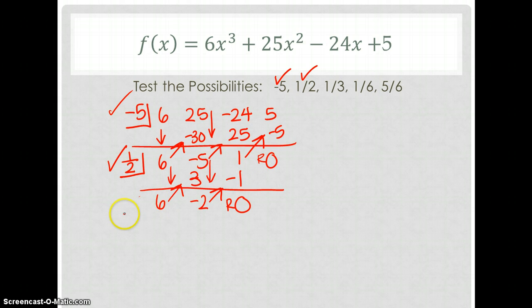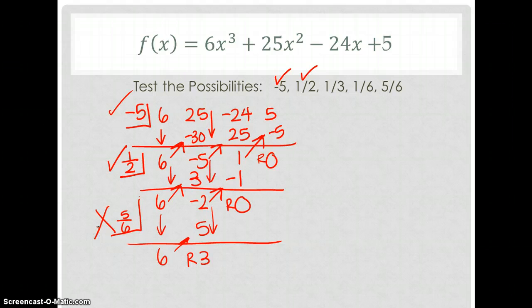Now let's say I tested 5/6. Oops, I guess I should put that a little higher. Bring down the 6. 5/6 times 6 is 5. Add down, and uh-oh, my remainder is 3. That tells me 5/6 is not a root. So if your remainder ends up being not 0, that's a sign it's not a root. So we need to go back to this point where we had 6 and -2 as our coefficients and try something else.